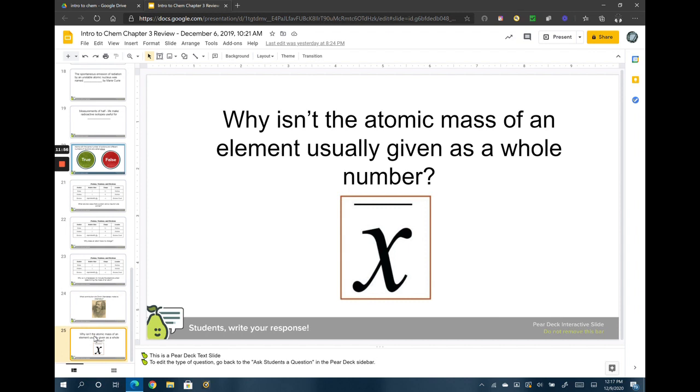Why isn't the atomic mass of an element usually given as a whole number? And if you remember, we talked about mass. Remember, isotopes are different forms of an element that have the same number of protons but different numbers of neutrons. And since that atomic mass number is the combination of the protons and neutrons, you will end up with different numbers. So the number that we see in the periodic table is an average of all of the different isotopes of an element.